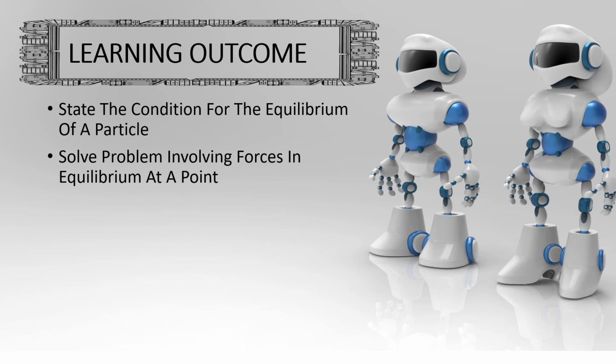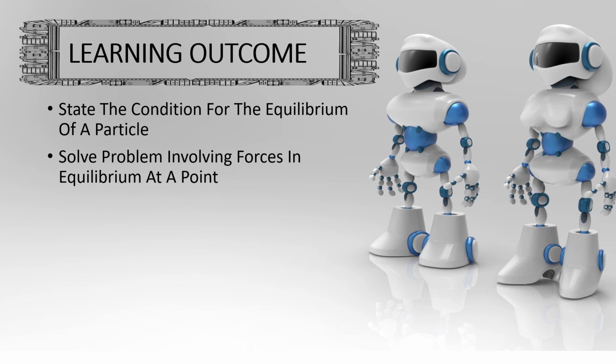Now class, let's look at equilibrium. With respect to the state of a body, equilibrium may be divided into two categories. One is static equilibrium and two is dynamic equilibrium. Static equilibrium is when the combined effect of all the forces acting on a body is zero and the body is in the state of rest. If that happens, then we say that the equilibrium is termed static equilibrium.